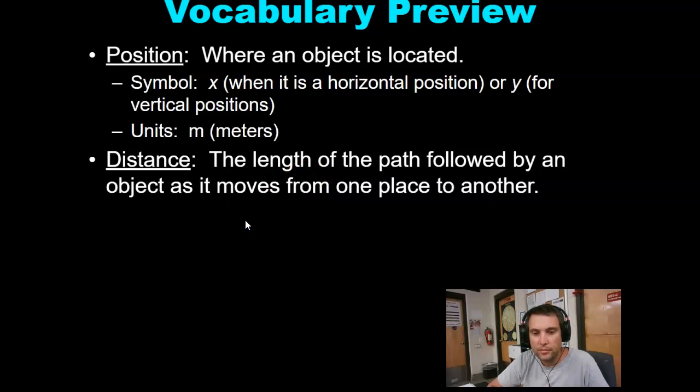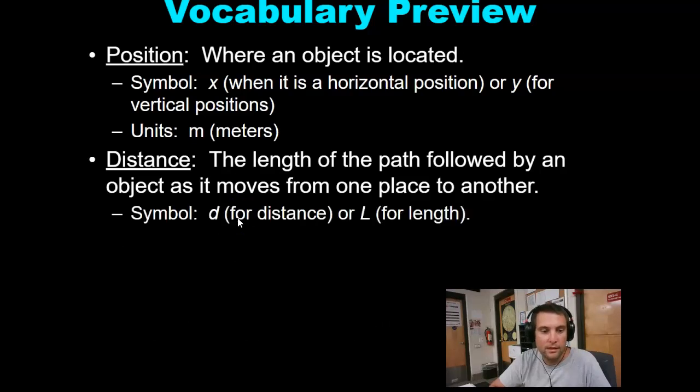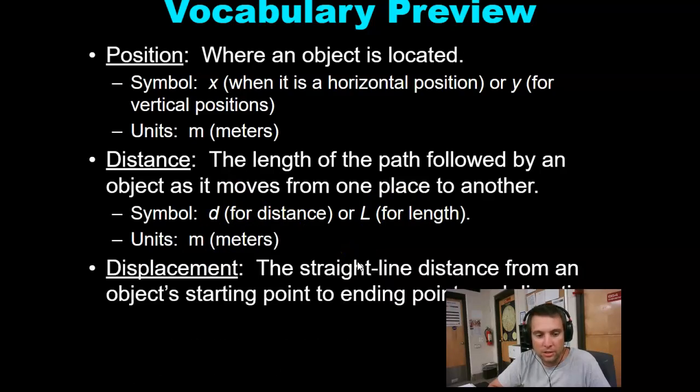The distance is the length of the path followed as it moves from one place to another. So what that means is if I go out and I walk 3 miles, and then I turn left, and then I walk 4 miles, then the total distance I've traveled is 7 miles, 3 plus 4. The symbol that we'll use for distance is d, or we could use L for length. The unit will be measured in meters.